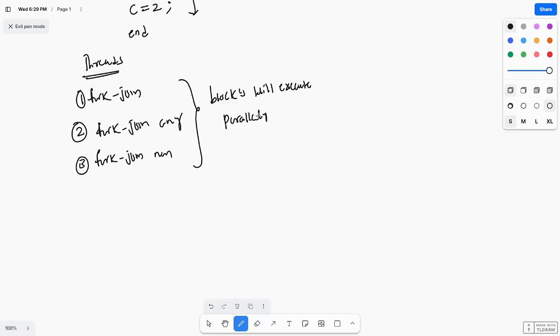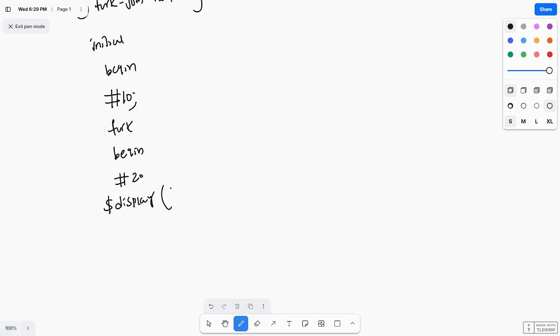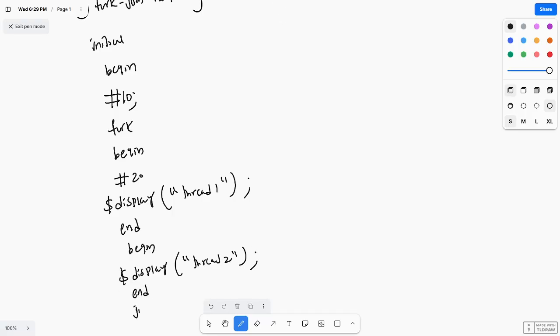Suppose we consider one example: initial begin, and here I am writing fork, begin, hash 20, dollar display thread one, end, and begin, dollar display thread 2, end, and join.